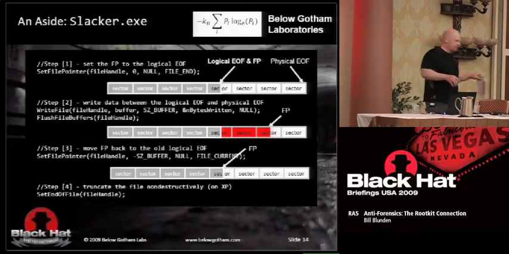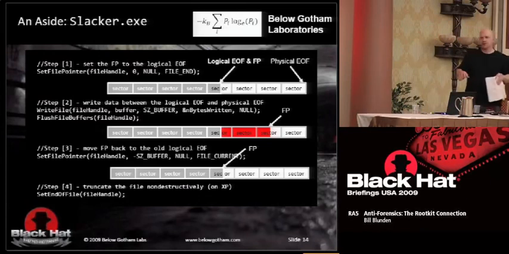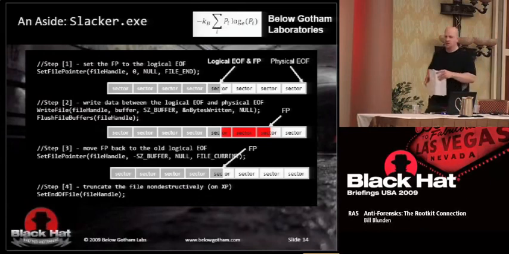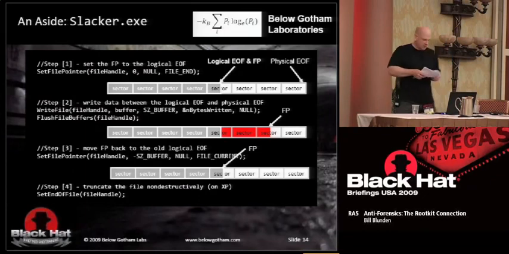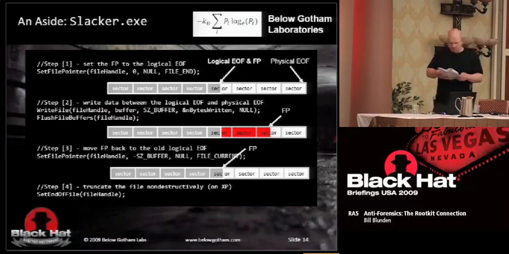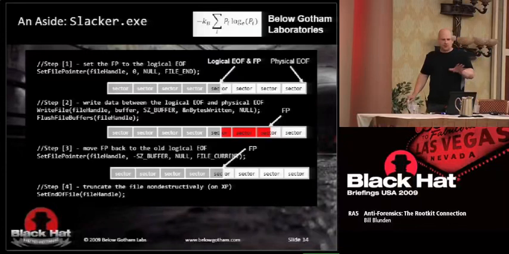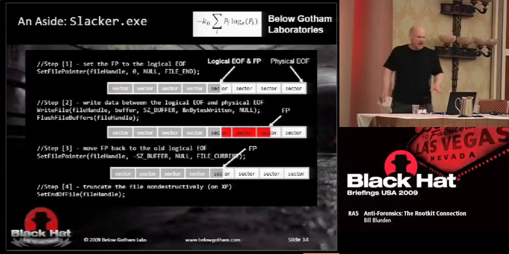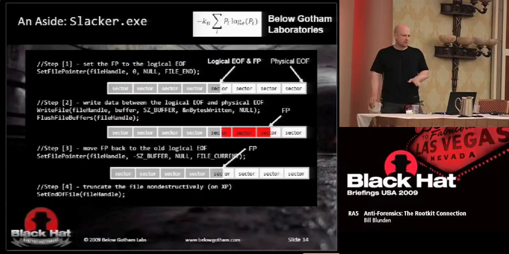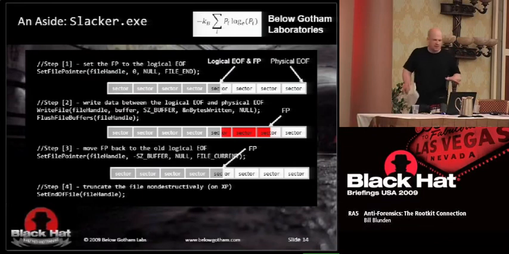The Metasploit project came out with a whole bunch of anti-forensic tools a couple years ago. There's one called Slacker, and the beauty of this tool is it uses a high-level API to do some low-level manipulation, which you otherwise might find difficult to do. So you set the file pointer to the logical end of the file, and then you write whatever data you want to the disk.